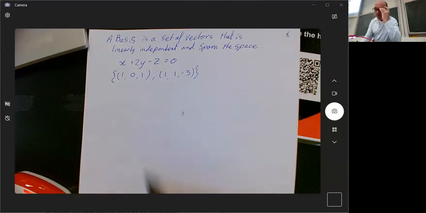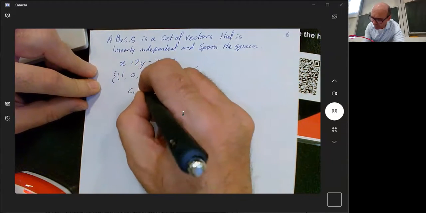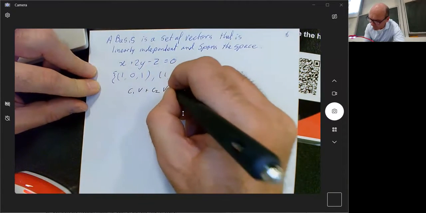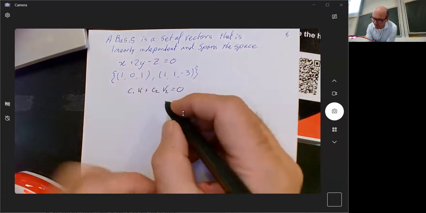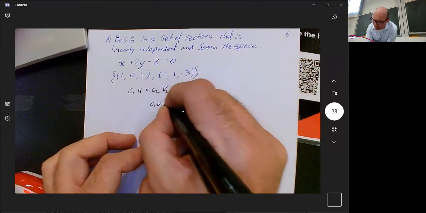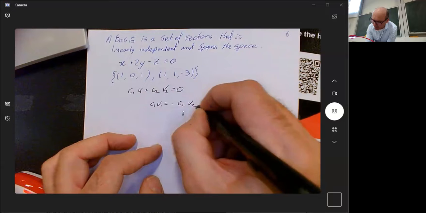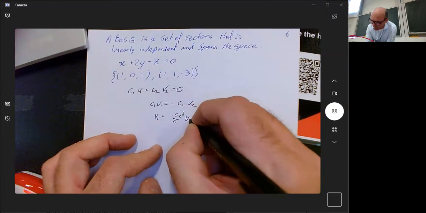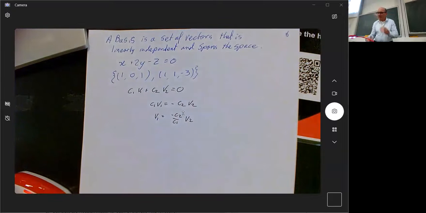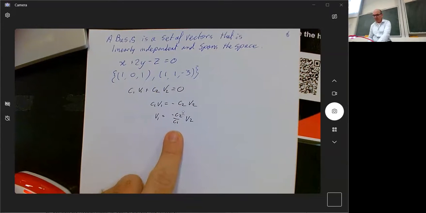So what I'm going to do is go C1 V1 plus C2 V2 is equal to 0. Let's suppose this is my equation. I can rearrange this to say C1 V1 is equal to minus C2 V2, or V1 is equal to minus C2 on C1 V2. If C1 and C2 are not both 0, then V1 and V2 must be a scalar multiple of each other.